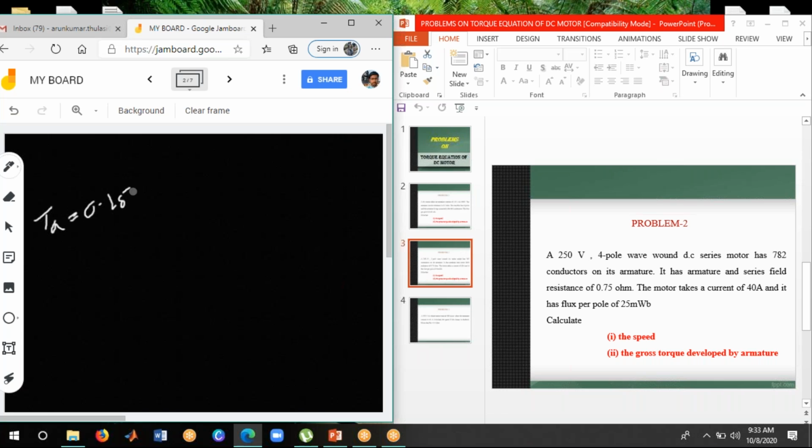0.159 phi Ia, right? So here flux is 25 into 10 power minus 3, and armature current is 40 amperes, into the number of poles 4, into the number of armature conductors 782, divided by 2.